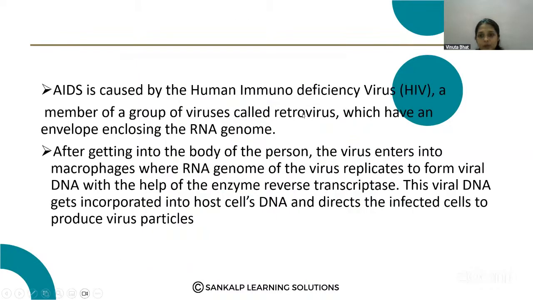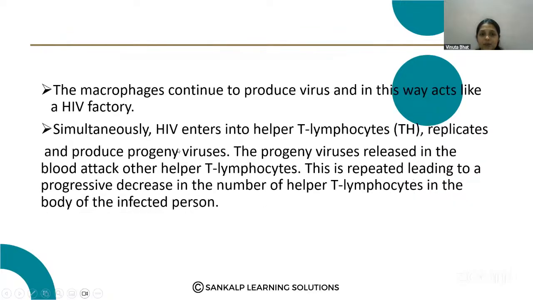Here you can see the explanation of what I explained. Virus particles are produced, and HIV enters the helper T cells, replicates, and produces progeny viruses. The progeny viruses are released into the blood and attack other helper T lymphocytes.